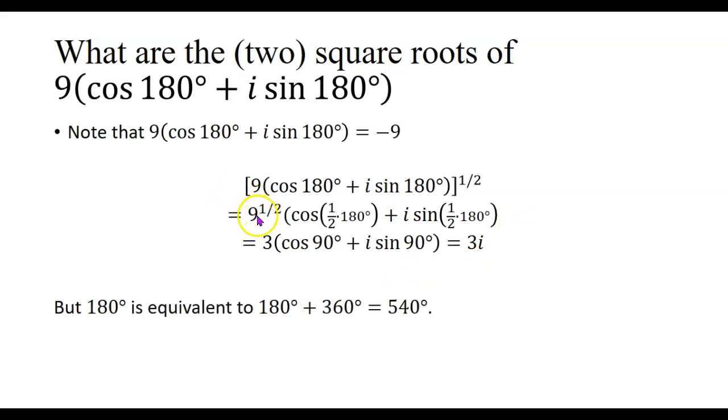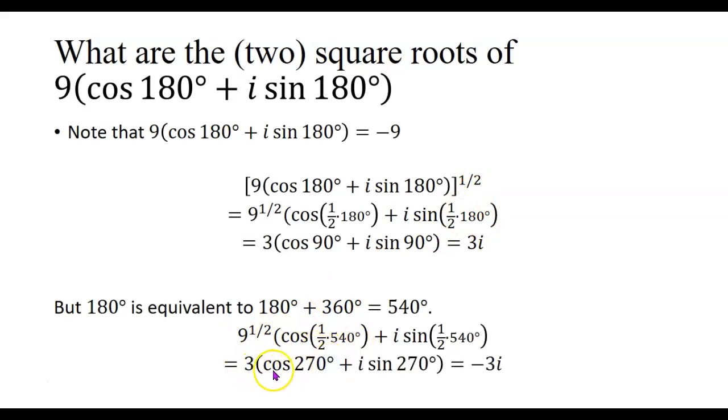we could have just said we could take the plus or minus square root of the 9 here and get plus or minus 3. But another way to look at it is that the angle we put in, 180 degrees, is equivalent to the angle we get if we just add 360 to that and write it as 540 degrees. So if we take 9 times the cosine of 540 degrees plus i times the sine of 540 degrees, and raise it to the 1/2 power by taking 9 to the 1/2 and multiplying the angle 540 degrees times 1/2.